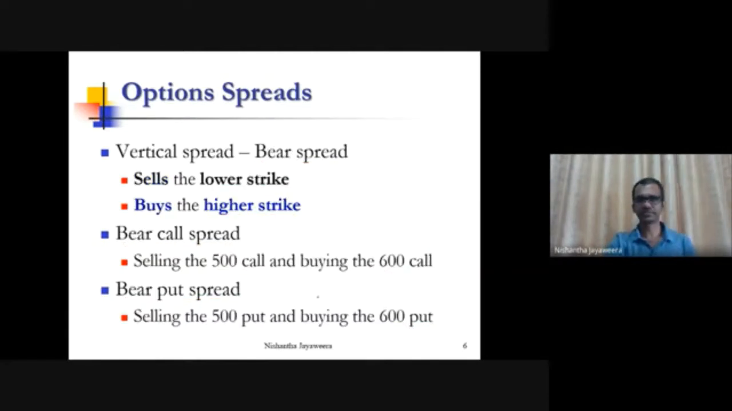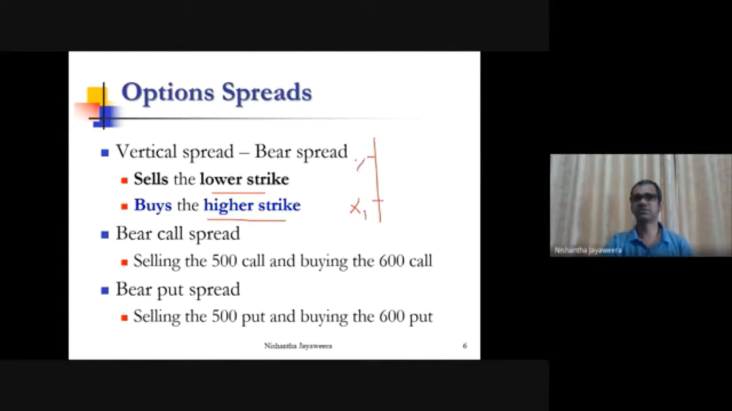Now let's see what's the bear spread. In a bear spread, you do the opposite. Here you sell the lower strike and buy the higher strike. X1, X2. Previously this one, if I do it like this, bull, bear.